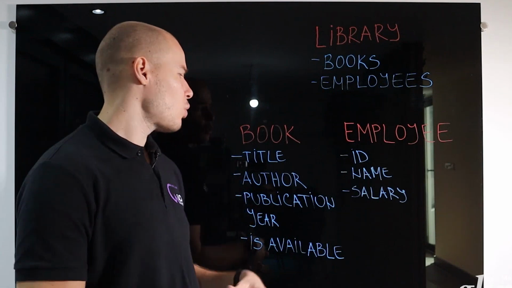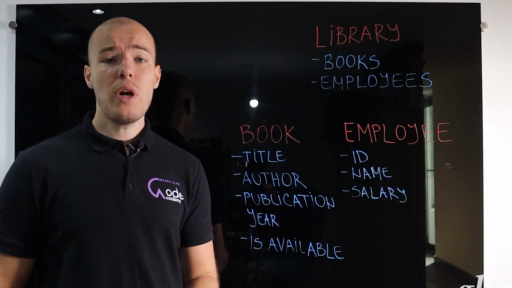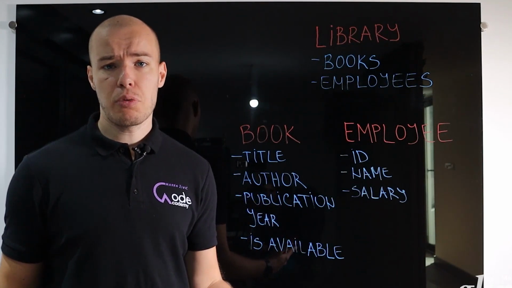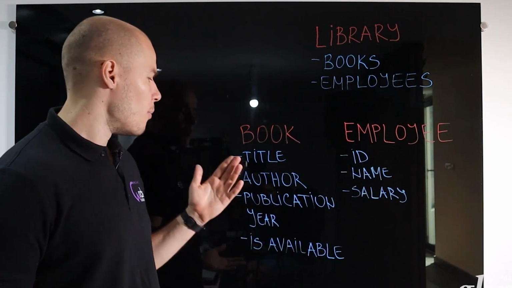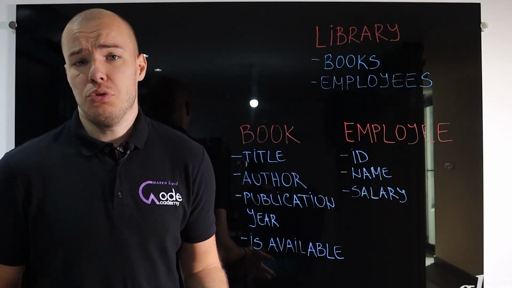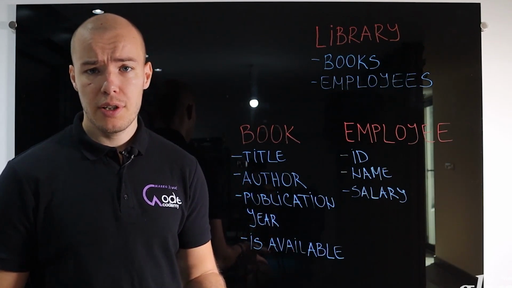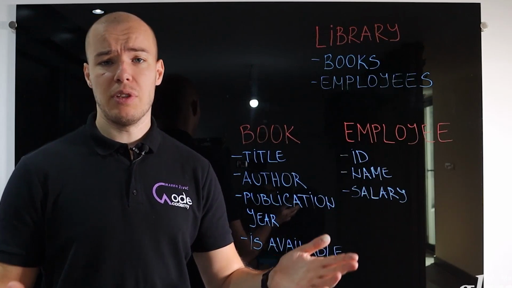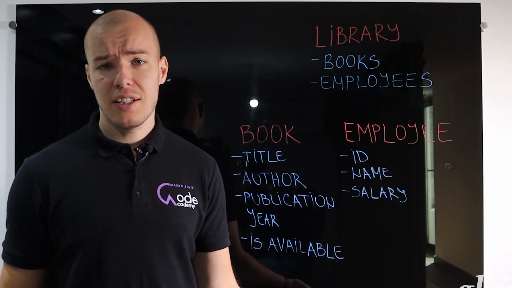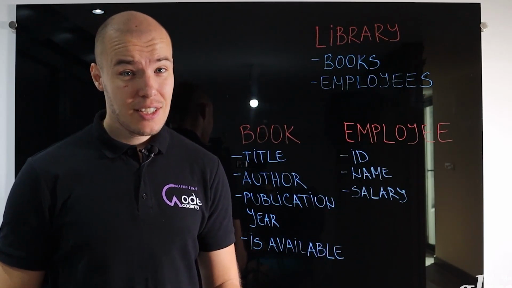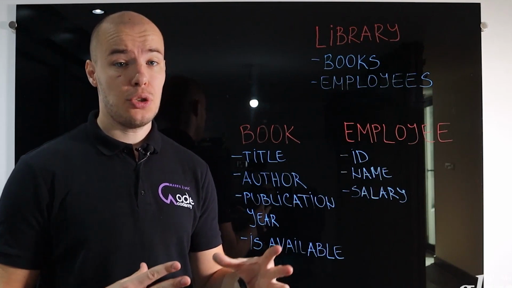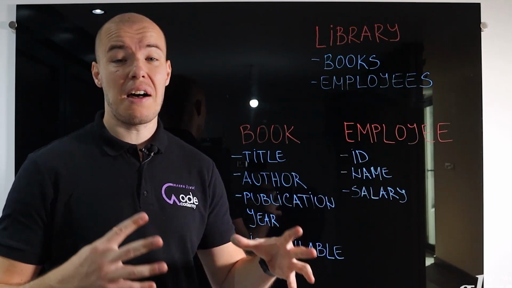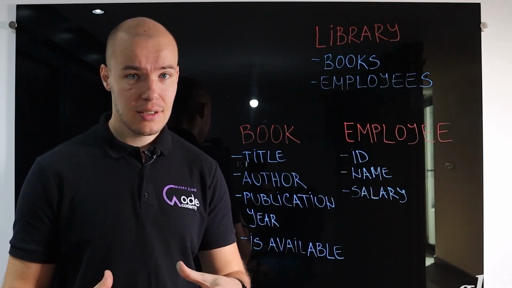Then, when it comes to our book class, we have a very straightforward situation. We have a book title, we also need to know who's the author of the book, we want to know what is the publication year, and finally, we need a flag that is going to be an indicator to us whether the book is available for rent at the moment.